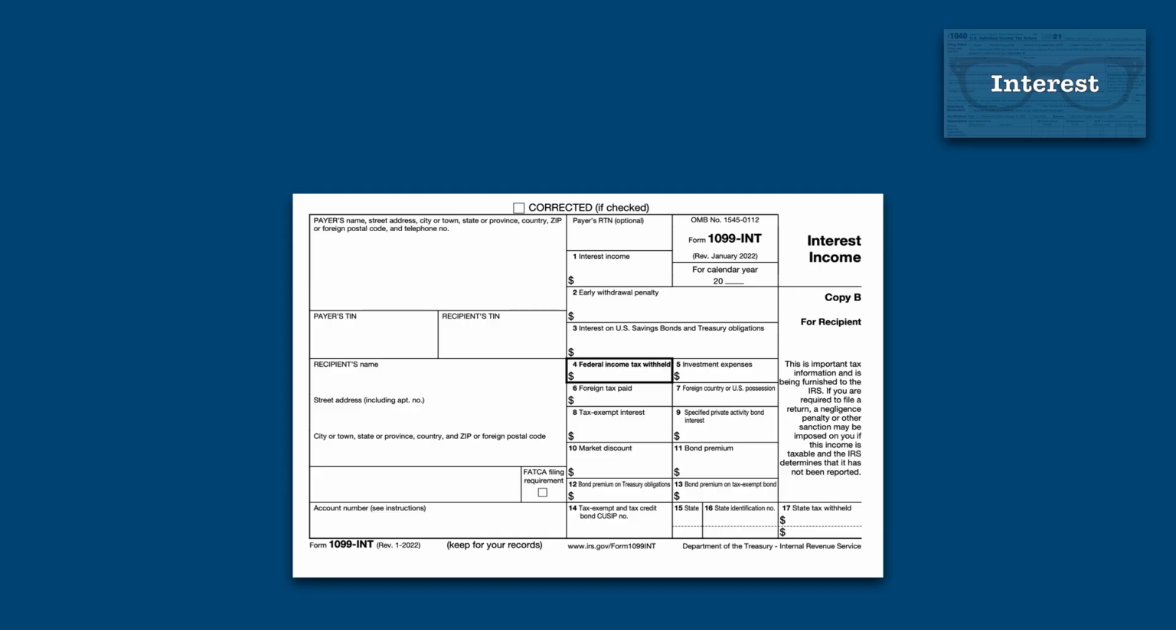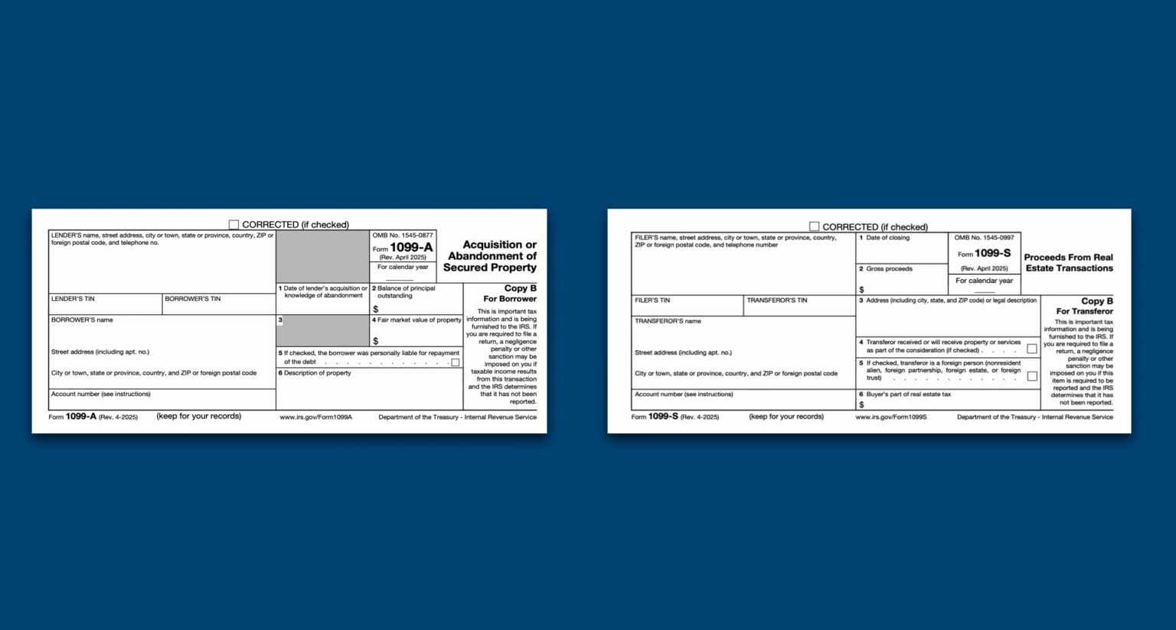They will give information on the payer and the recipient of the income, the amount of income, and if any federal income tax was withheld. The other boxes on each form give information unique to that type of income. So here are some common Forms 1099, from A to S.